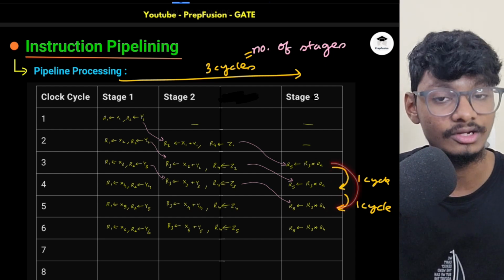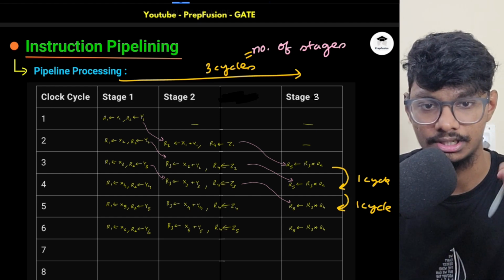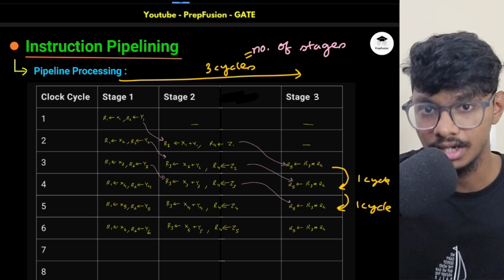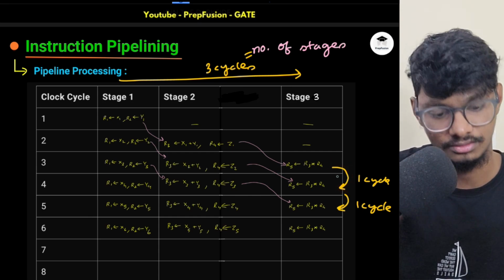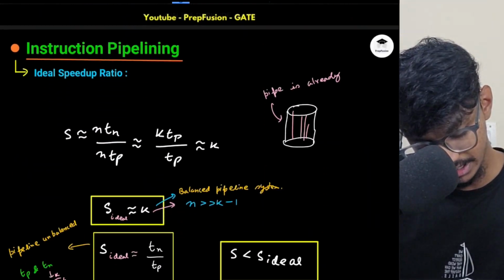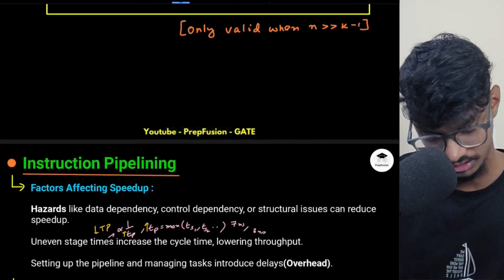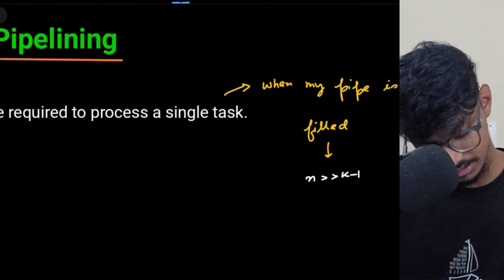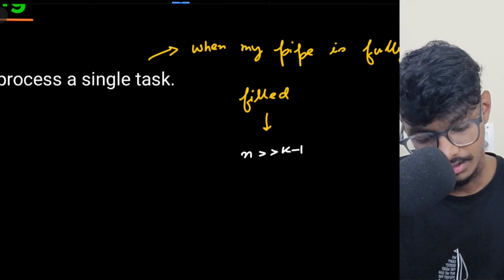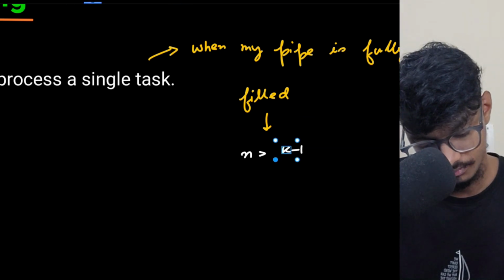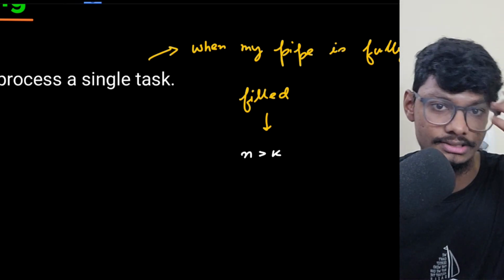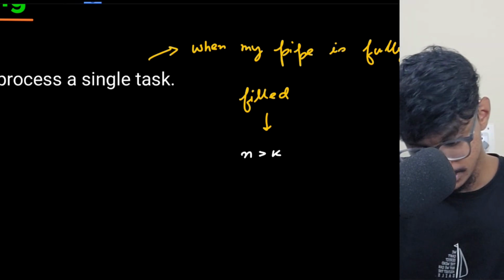So how much time did it require me to process a single task? One cycle. After each cycle, I am getting an output; the task has been completed. So latency will be one cycle. Even if my n is not very large compared to k minus 1, it is okay. My pipe just has to be fully filled, when n is greater than k minus 1. After fetching the first instruction, it's done.